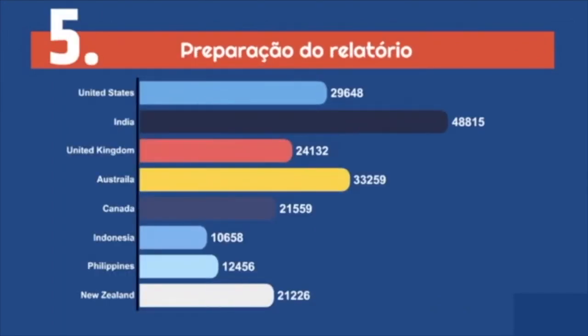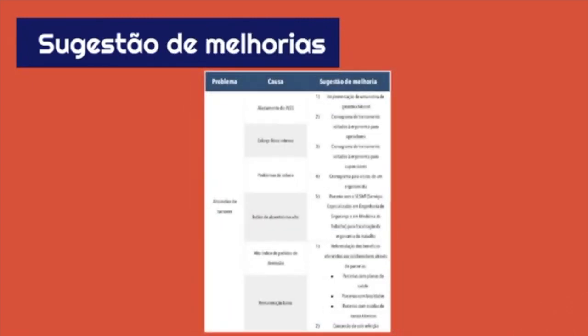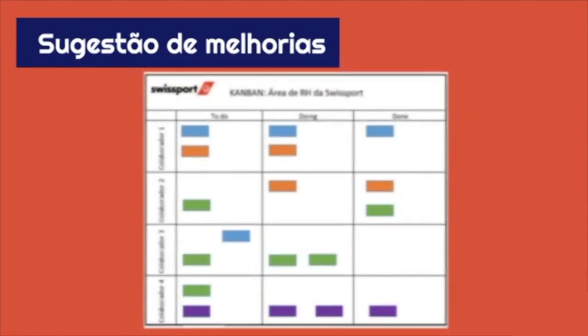The fifth and last step is the preparation of the final report. In this part, we made suggestions of improvements for each cause, identifying the effect in a cause diagram. And one of the main suggestions was the application of Kanban in the human resources area.